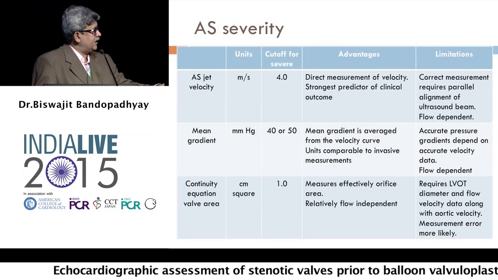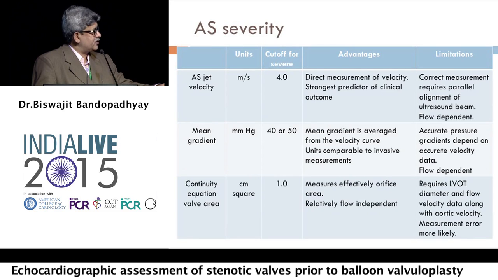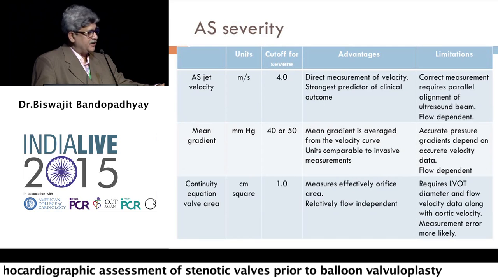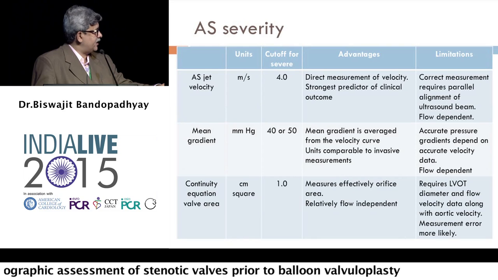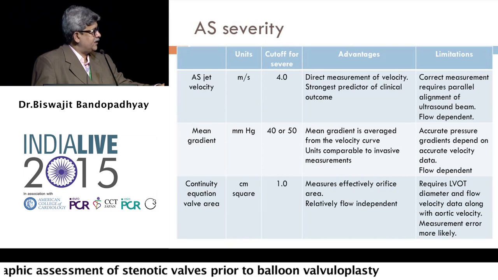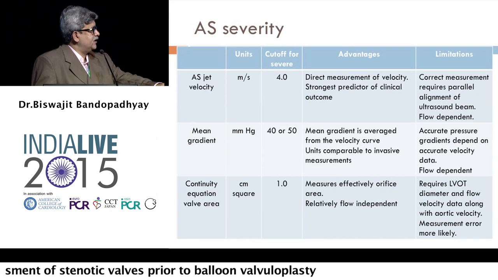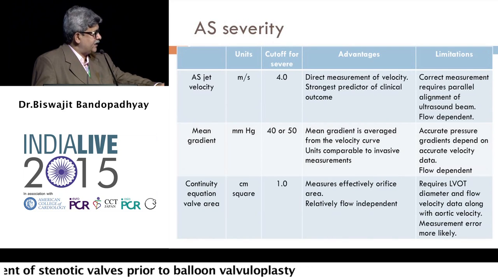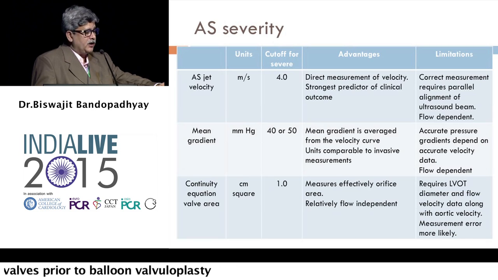For the mean gradient, about 40 to 50 is the cutoff, beyond that is severe. It is averaged from the velocity curve, with units comparable to invasive measurements. The limitation, of course, is that accurate pressure gradients depend on accurate velocity data, and it is flow dependent. With the continuity equation, a valve area below 1 square centimeter is considered severe, and it measures effective orifice area and is relatively flow dependent. But the limitations are that it requires LVOT diameter and flow velocity data along with aortic velocity. Measurement errors are more likely.